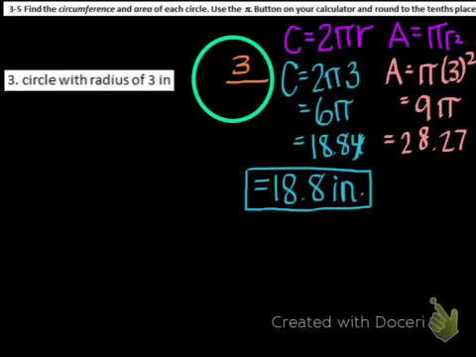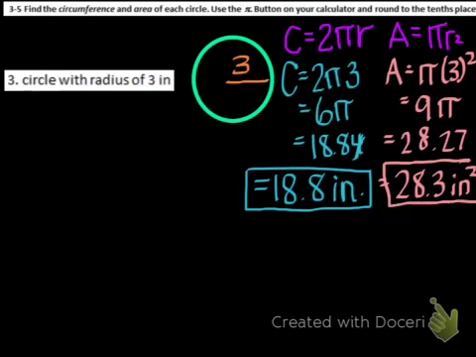But this number is a 7 this time, so I'm going to want to round my 2 up. So it's going to become 28.3. And because it's area, it's going to be in inches squared. So that is my area of that circle.